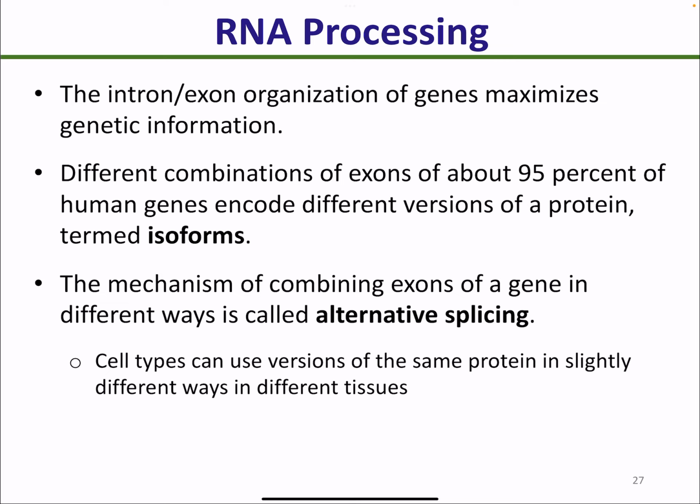So one mature messenger RNA can be exon 1, 2, 3. So 1, 2, 3. The other one can be 1, 2, and 4. That is not present here, right? So now you are going to have two proteins that are similar in here, but different right here.